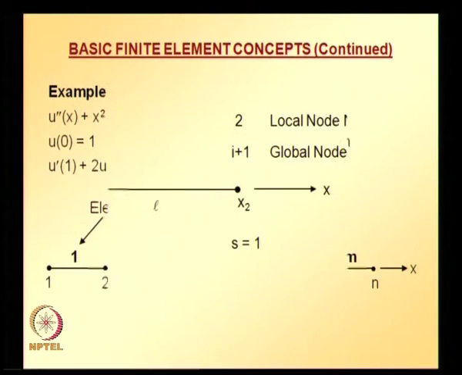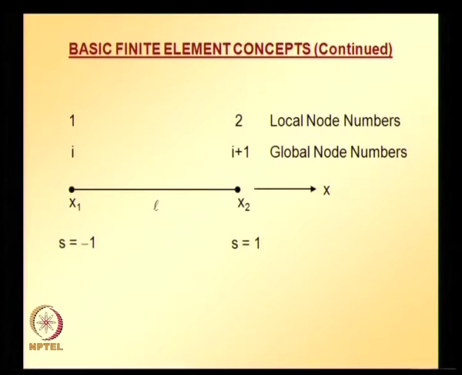And a typical element looks like this. Here both global node numbers and local node numbers are indicated. For a particular element, you may have at global level some particular node number, but if you take that element, locally it may have node 1 and node 2. So, global node number is denoted with I and I plus 1, local node number is denoted with 1 and 2, and the first node spatial coordinate is x1, second node spatial coordinate is x2, length of this typical element is L.